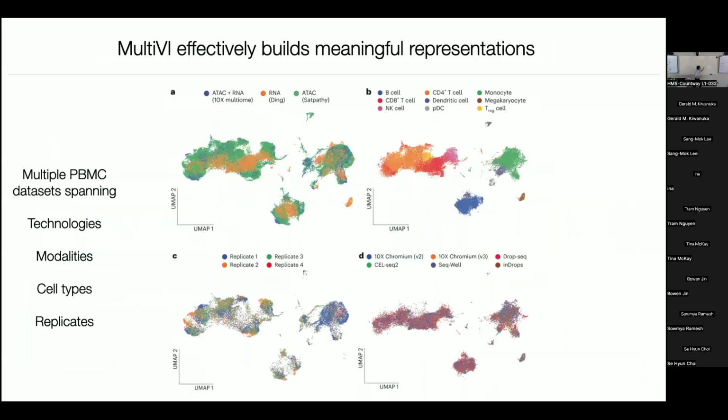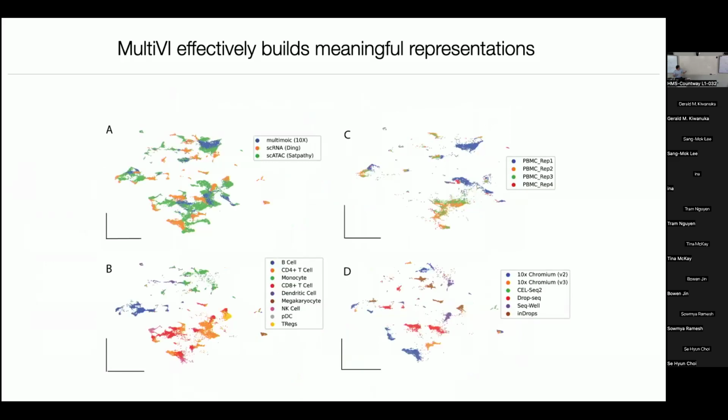Well, here, what we did, we took PBMC datasets from multiple laboratories for multiple technologies, multiple RNA technologies, 10x Chromium, 10x v3, v2, different depths, Drop-seq, Seq-Well, multiple replicates, ATAC plus RNA, RNA and ATAC, and different cell types. And it does a pretty reasonable job, actually, I would claim, integrating and removing all these sources of variation. And this comes from multiple labs. So if you don't do anything, the data has batch effects and doesn't mix. So it's truly trying to reconstruct it.